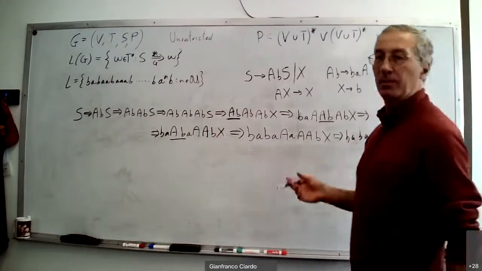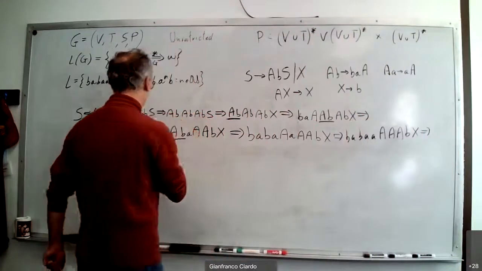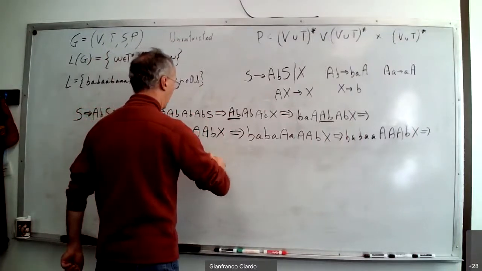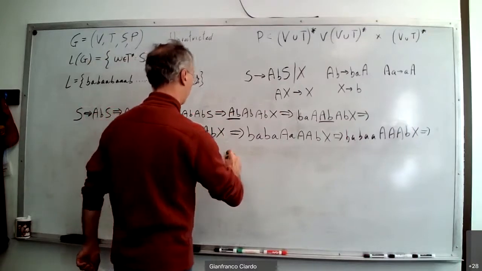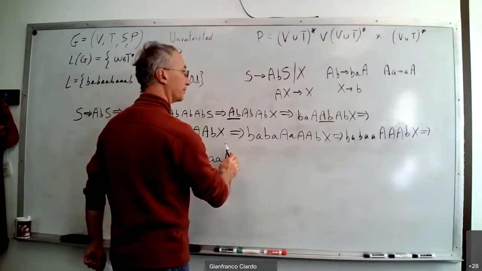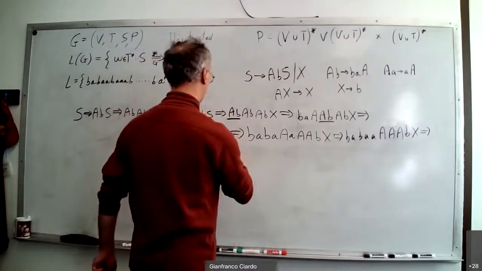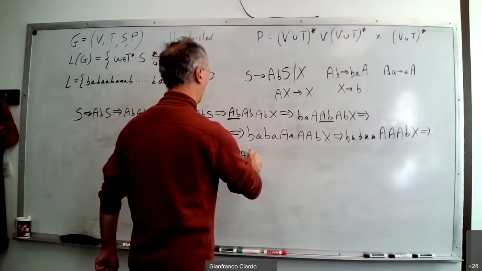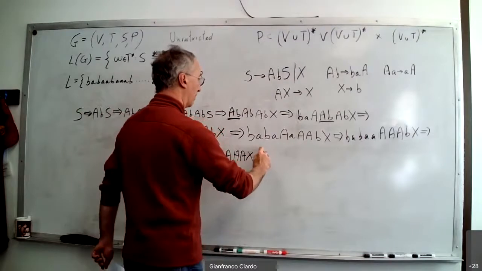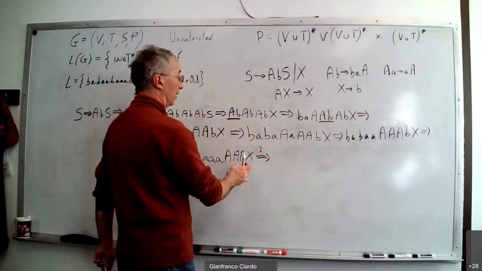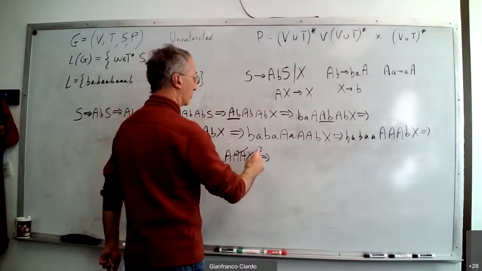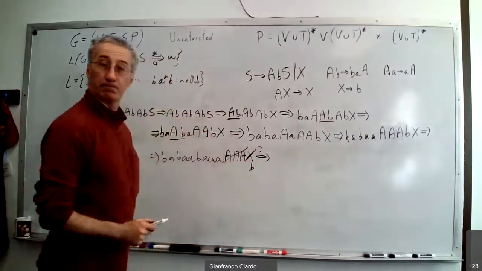And eventually, if you keep going, you will see that in this case, I will be generating BA, BAA, BAA, with an AAAX, I believe, right? So then I apply 3 times AX goes to X, so I get rid of those. Then I go X goes to B, and I put a B, and I'm done. Okay?